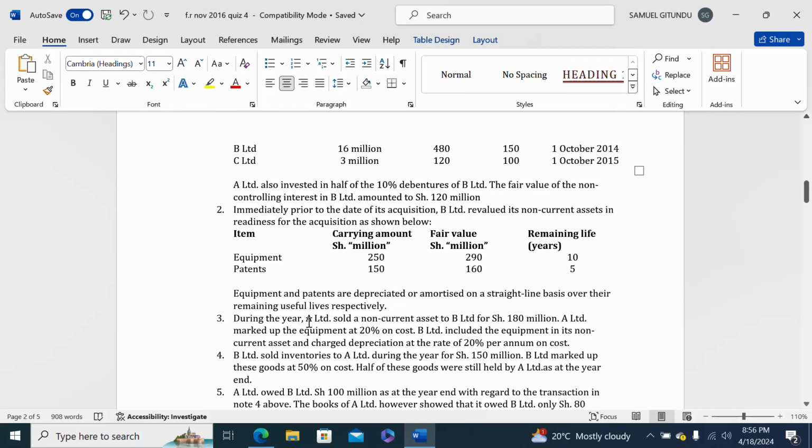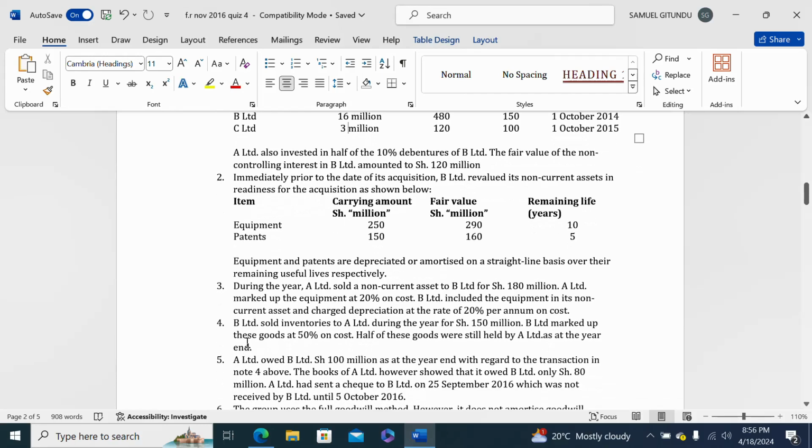During the year, A Limited sold a non-current asset to B Limited for shillings 180 million. A Limited marked up the equipment at 20% on cost. B Limited included the equipment in its non-current assets and charged depreciation at the rate of 20% per annum on cost. B Limited sold inventories to A Limited during the year for shillings 150 million.